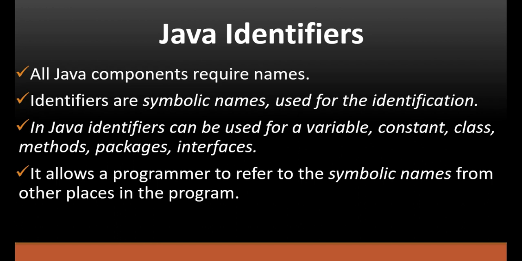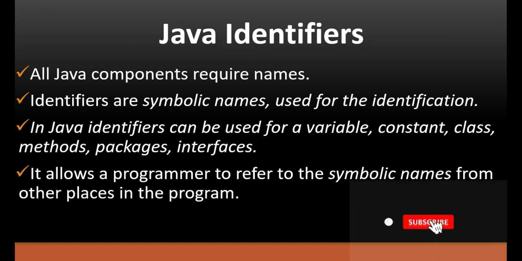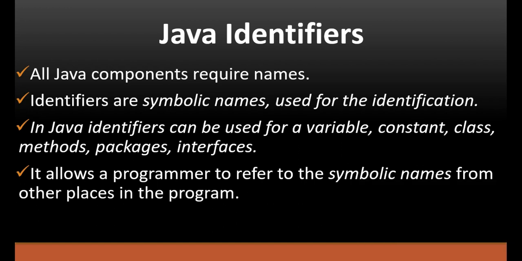In Java, identifier can be used for giving name to variable, constant, classes, methods, packages, interfaces, and so on. So whenever you want to give name to all these components, you can use identifiers. Identifier allows programmer to refer symbolic name from any other places in the program. So if you have given name to your component, you can refer that component at any place in your program.